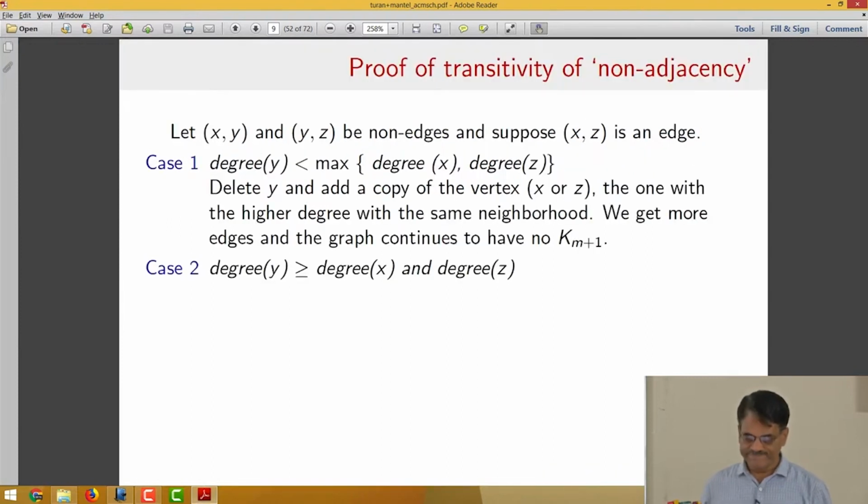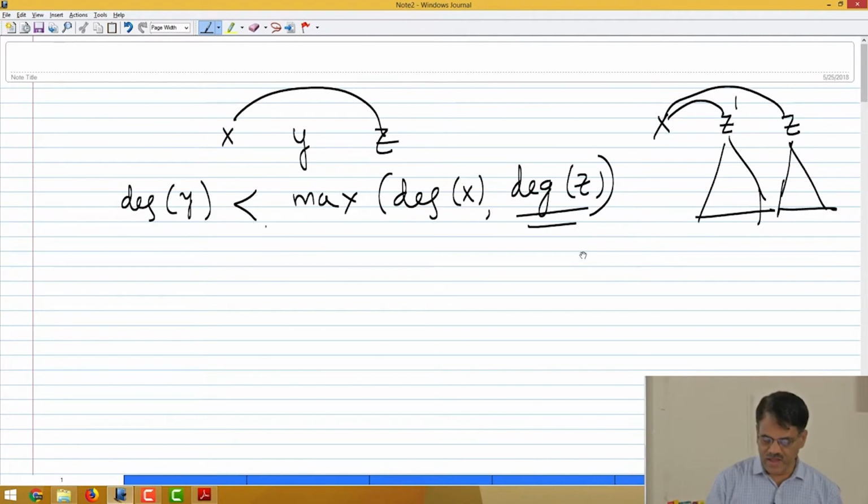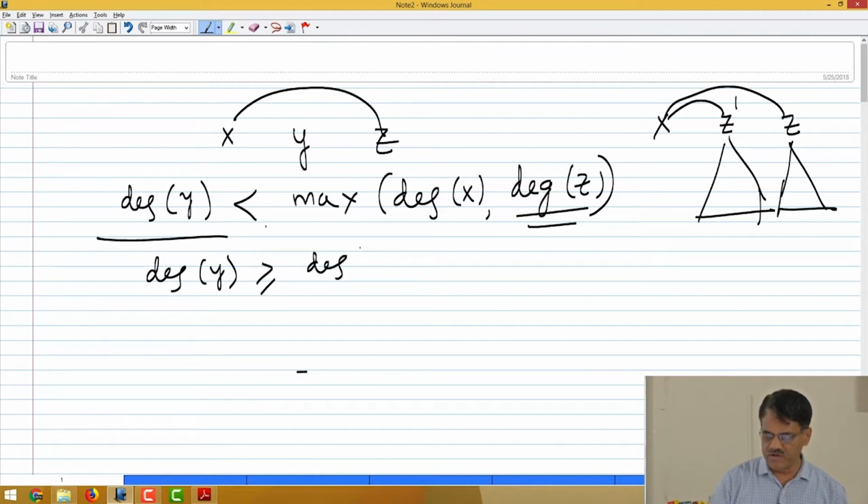Case 2, degree of y is greater than or equal to degree of x and z. What am I going to do? I am going to remove x and z and replace them by copies of y. Here also we can argue that this does not have a K_{m+1}, but it has more edges. Let us count the number of edges. Maybe it is better to do it in a picture. So, in the other case, degree of y is greater than or equal to degree of x and degree of z.